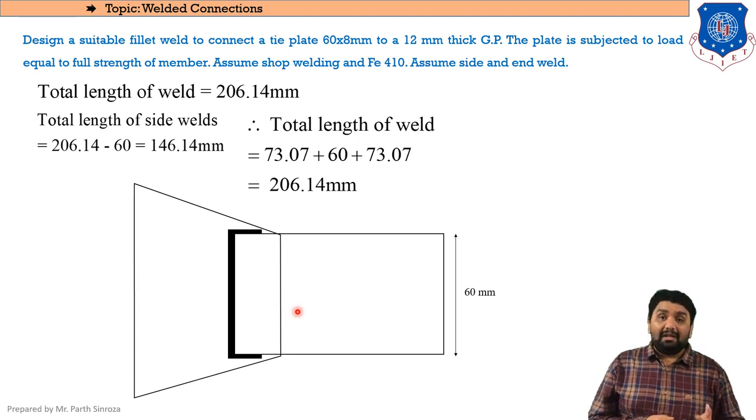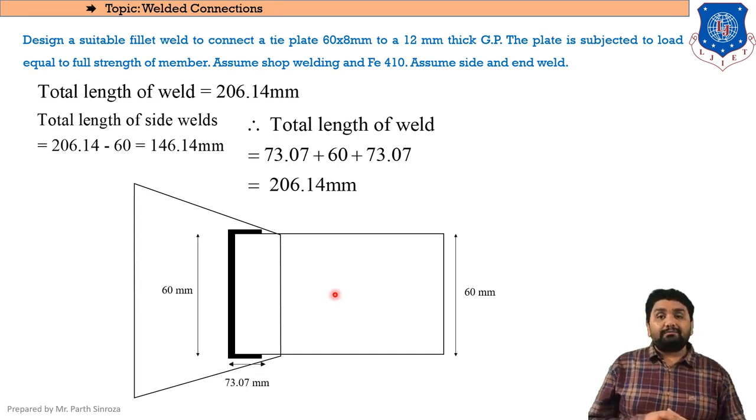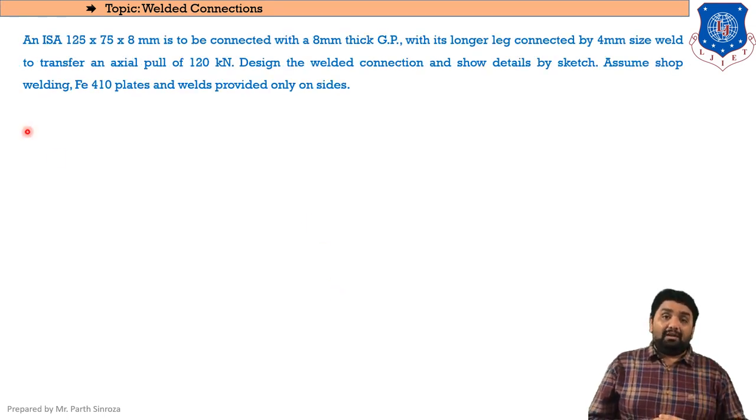In a question it may be given or it may not be given. If it is given, follow the proper instruction, as we can see here it is mentioned in the question as assume side and end weld. But in your question or in your GATE examination, if it is not given, then you can assume either of the two scenarios. Okay?